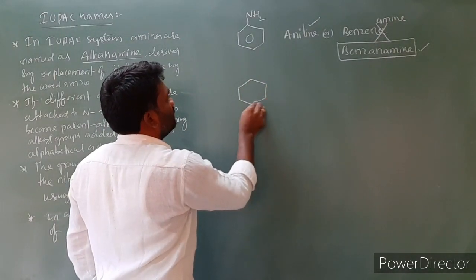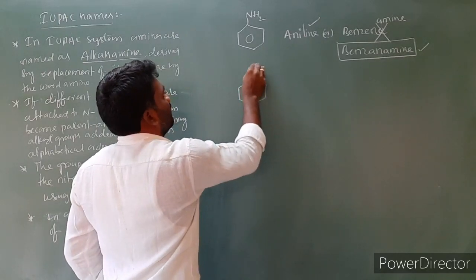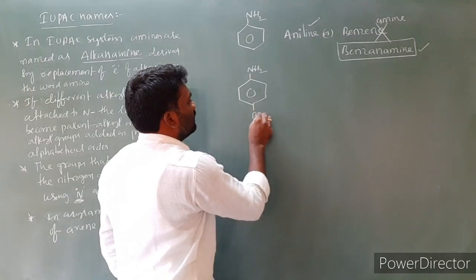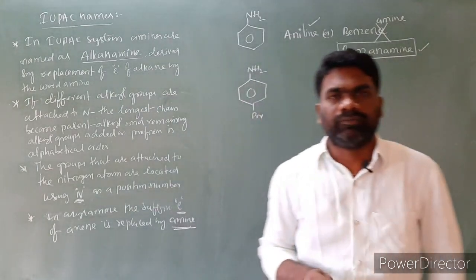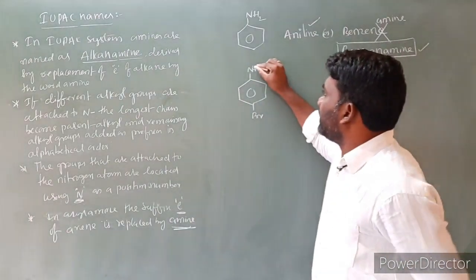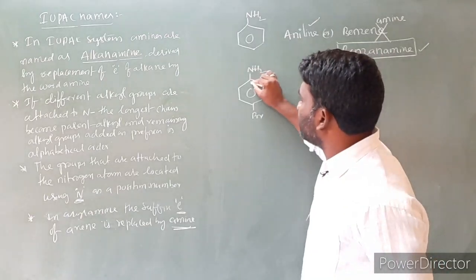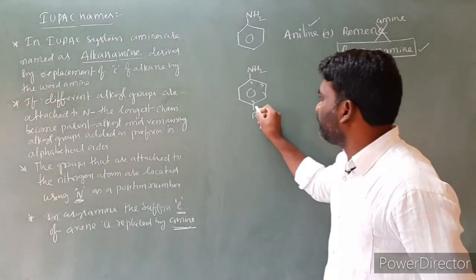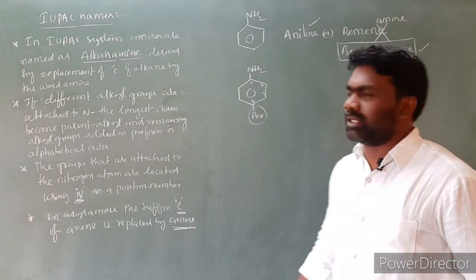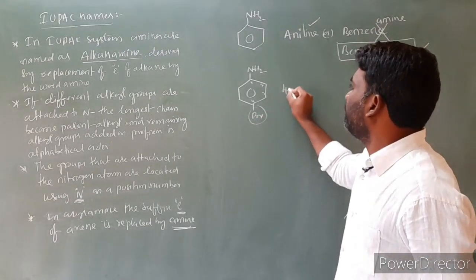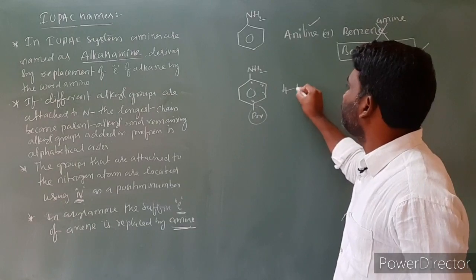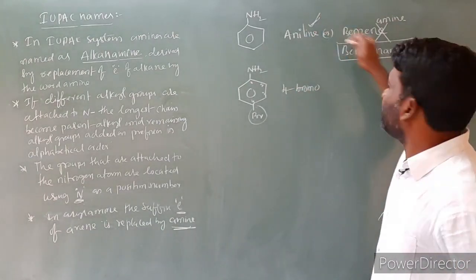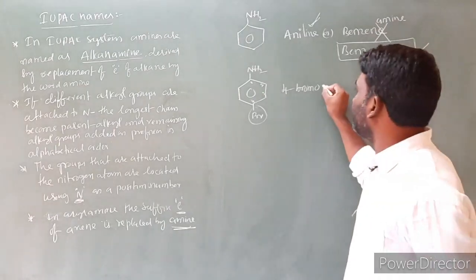Then take another example. I am taking a benzene ring. The NH2 group is there. Suppose here is a Br. What is the name of this compound? Where the NH2 group is there, that carbon you can take as number 1, this is number 2, this is number 3, this is number 4. Then at the fourth position we have bromine. The name of this compound is 4-bromo aniline, or you can write benzenamine also.